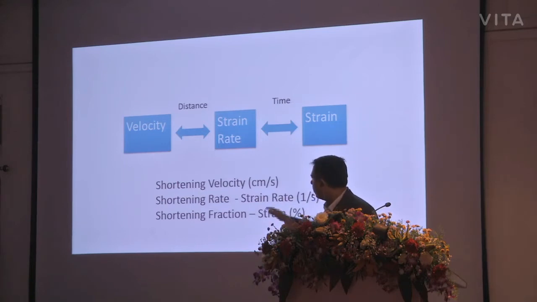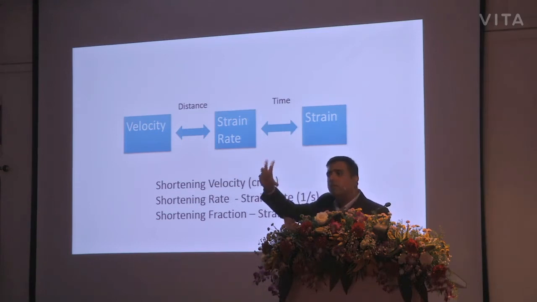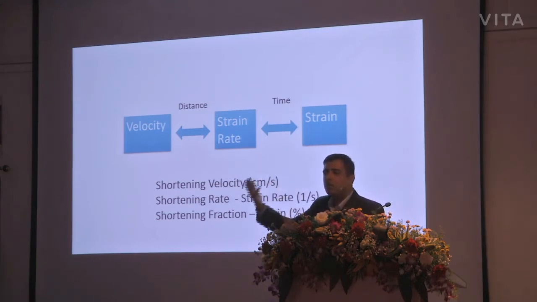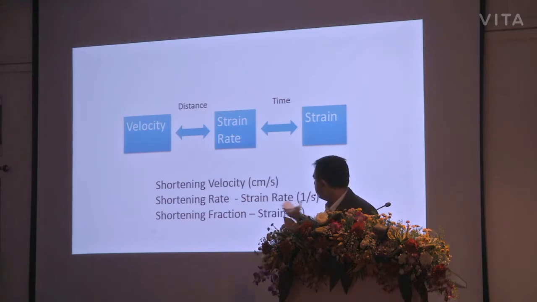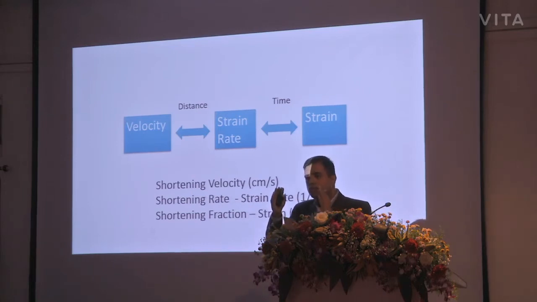So you have shortening velocity, which is the myocardial velocity; shortening rate, the rate at which it is contracting, which is called the strain rate. It is measured per second. And I told you the shortening fraction, or just strain, which is measured either as a simple fraction without unit or expressed as a percentage. So these are the 3 terms that we will use to describe strain and strain rate imaging, and most important, myocardial mechanics.